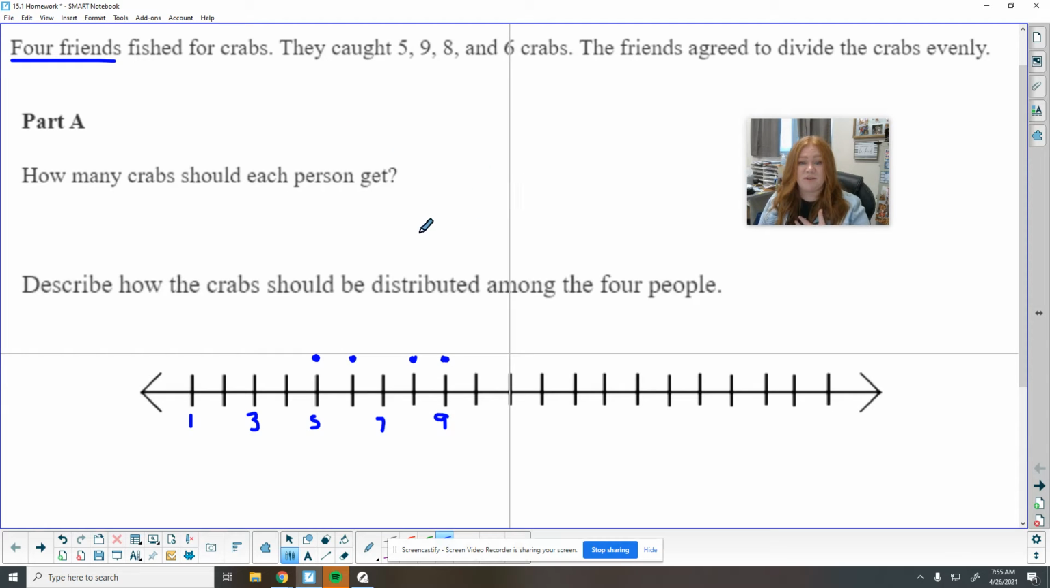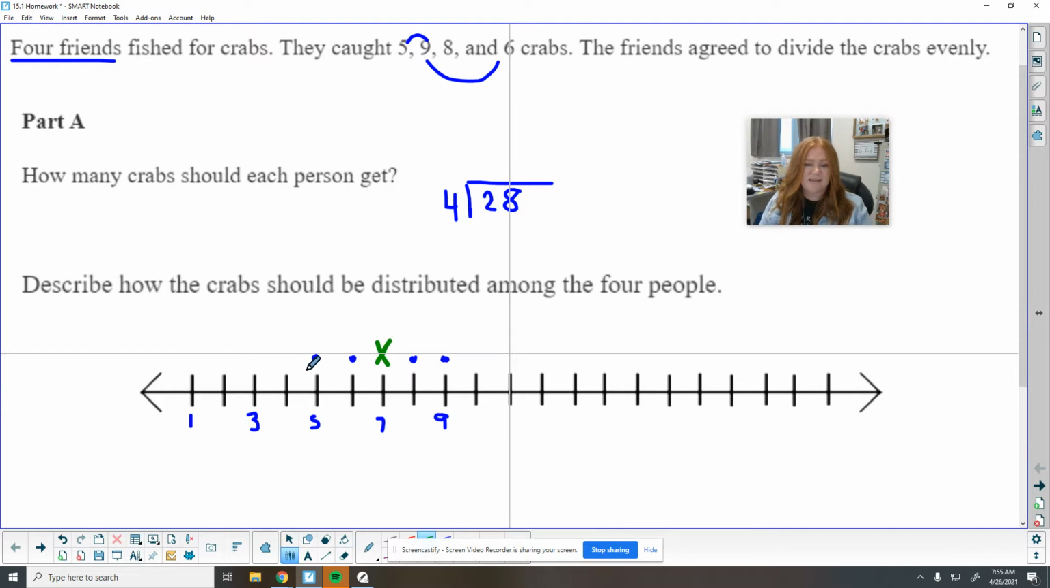So I want to find the total crabs they caught and then divide it by 4 total friends. So here is 14 plus 6 is 20 plus 4 is 28. And I'm cutting that into 4 friends. So go ahead and do 28 divided by 4. So that is 7. So they should each get 7.